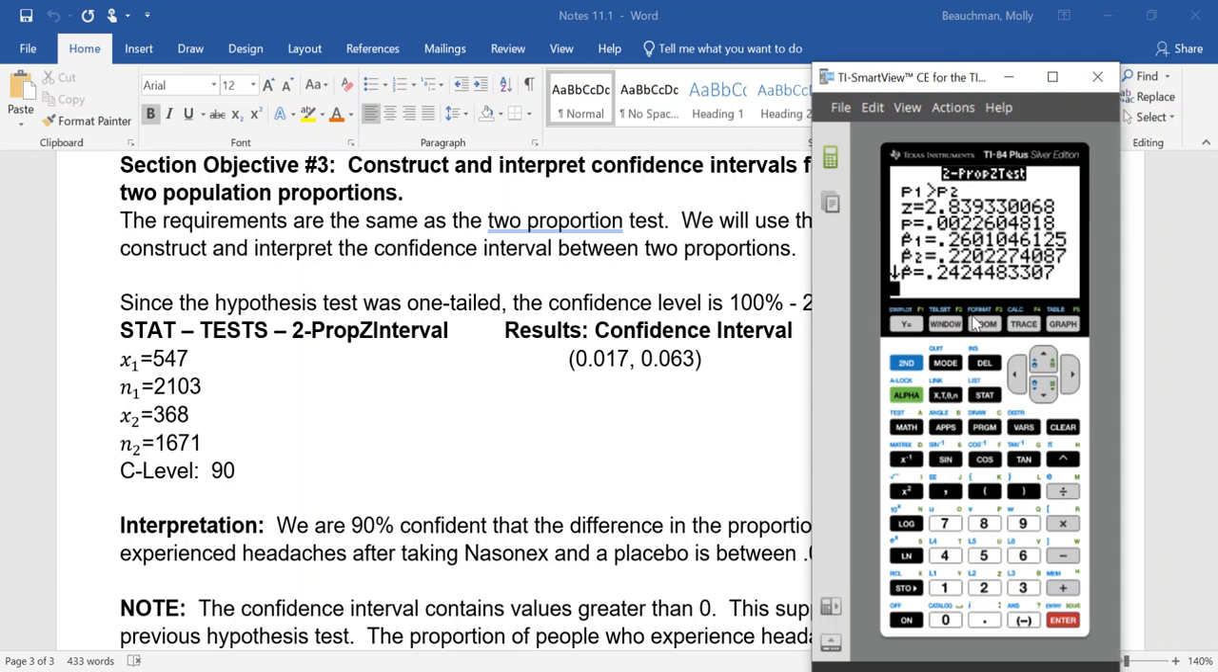So in the calculator, let me clear, stat over to tests. This is a 2 proportion z interval. So arrow down until you get 2 proportion z interval. There we go, 2 proportion z interval. It has the values recorded already from the previous entry. Our confidence level is 90%. Calculate. We end up with 0.01695, or about 0.017, to 0.0628, or 0.063.